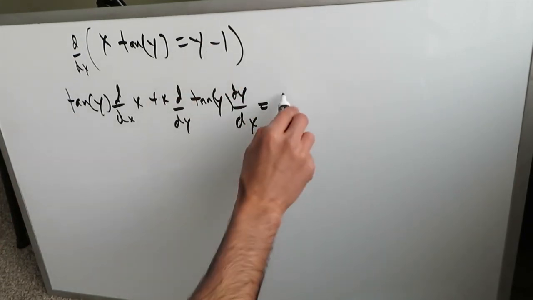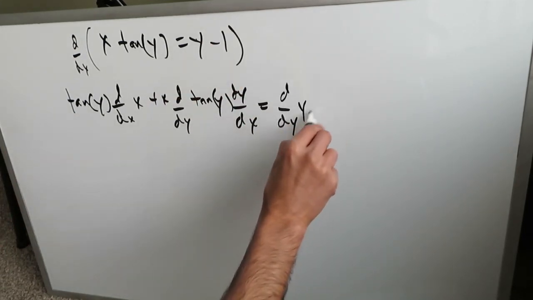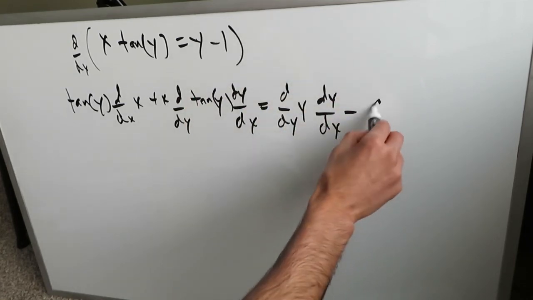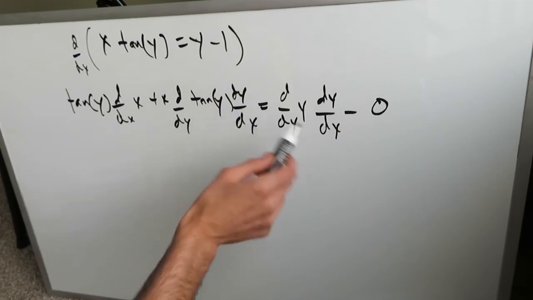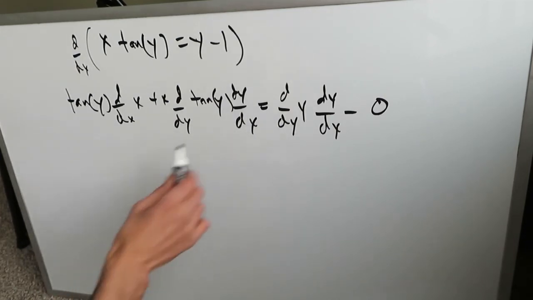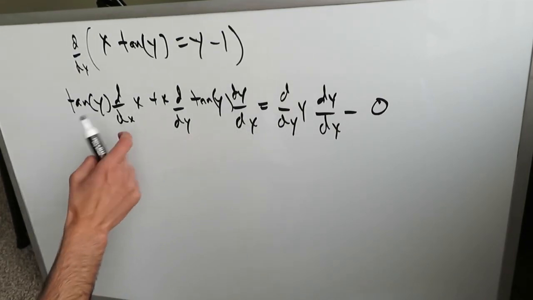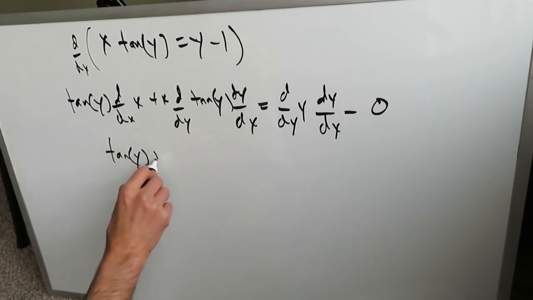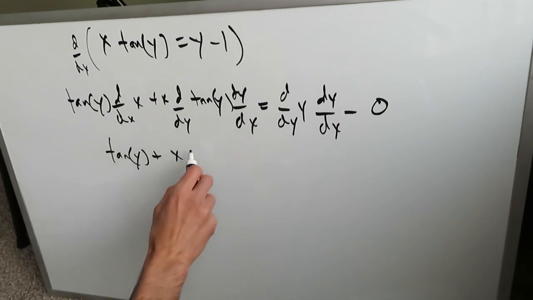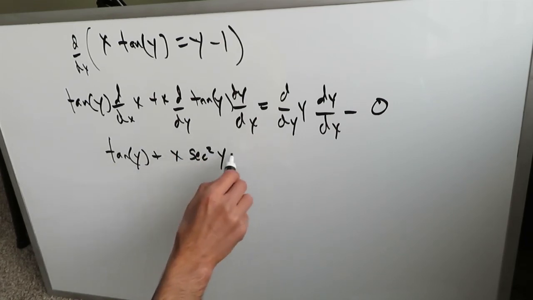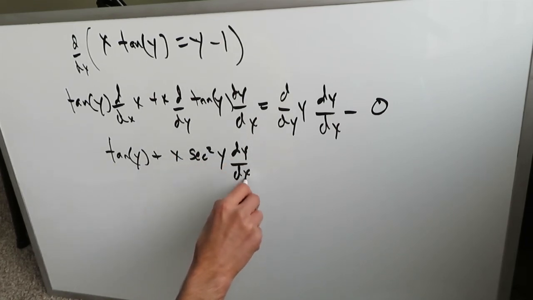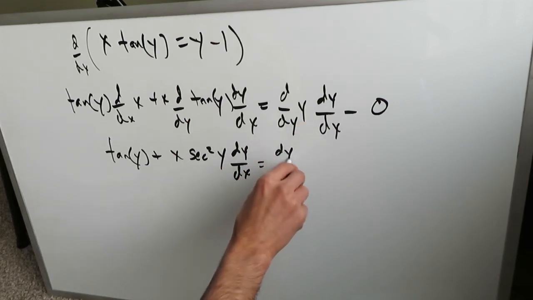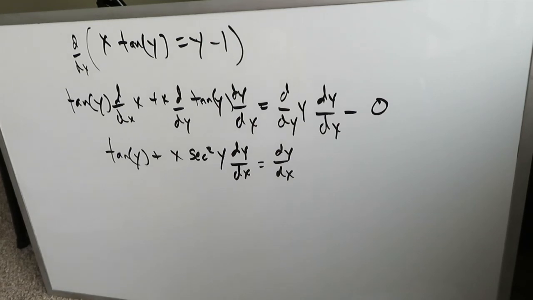The derivative of y with respect to x, minus the derivative of 1, which is just 0. You're always solving for dy/dx. In all of these, you're always solving for that. Look over here. The derivative of x is 1, so this tan y stays as is, plus x multiplied by the derivative of tan y, which is secant squared y with its attached dy/dx, is equal to the derivative of y, which is just a 1, but it stays with its label of dy/dx.